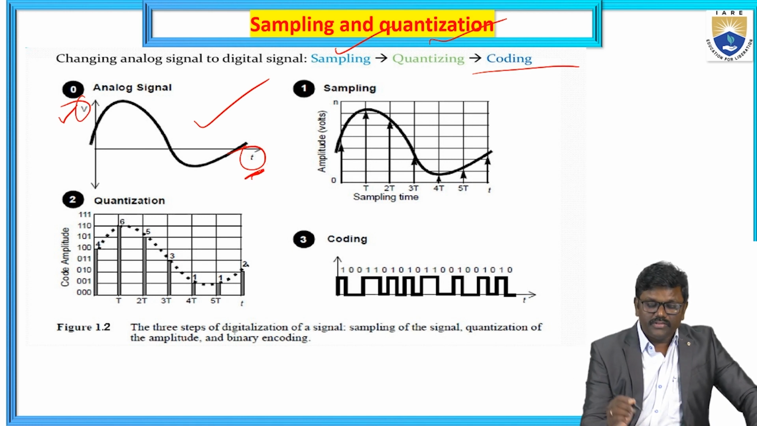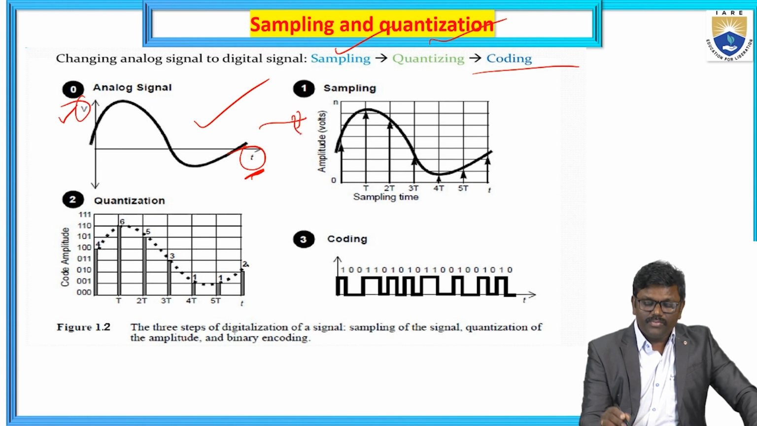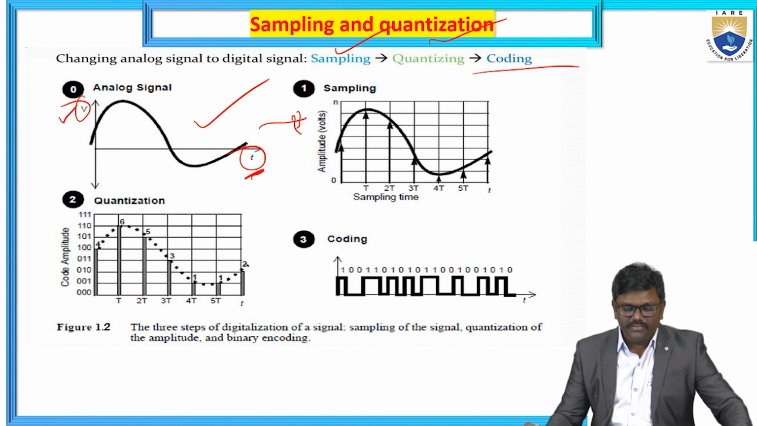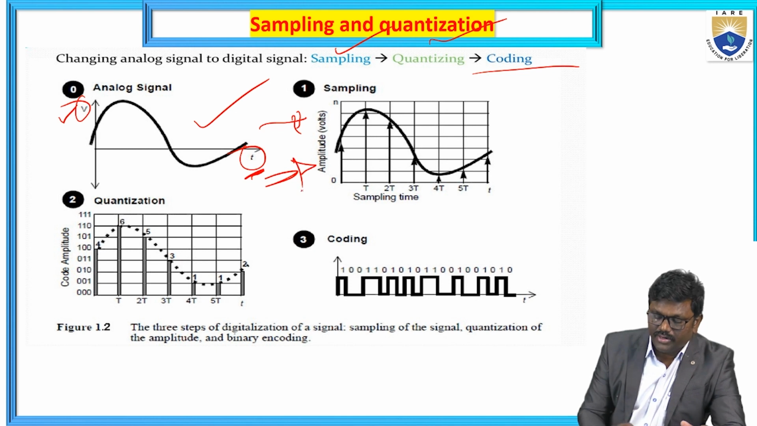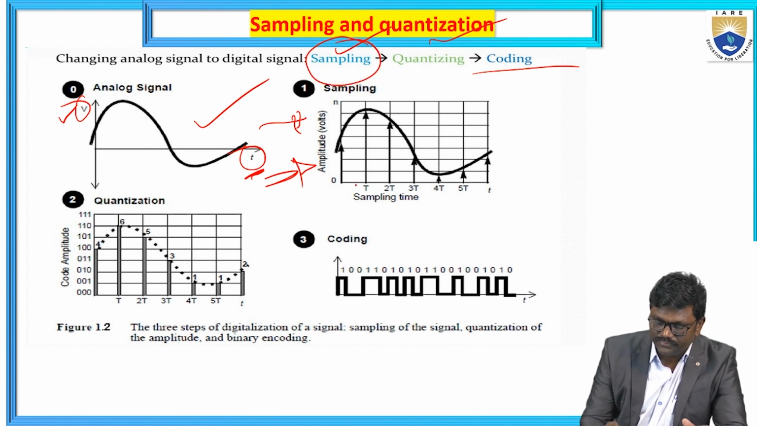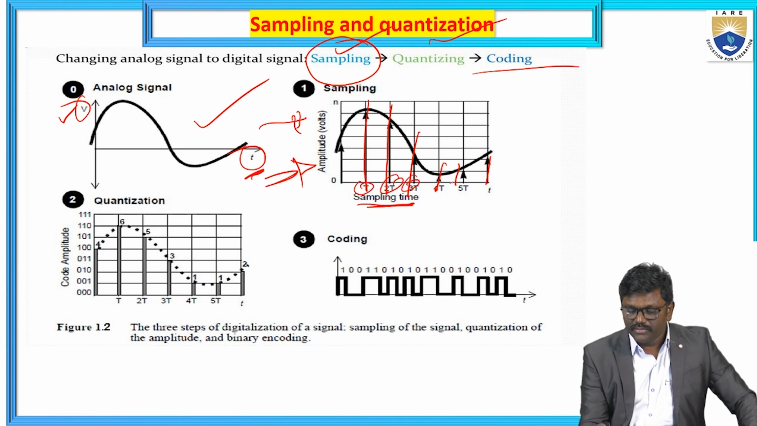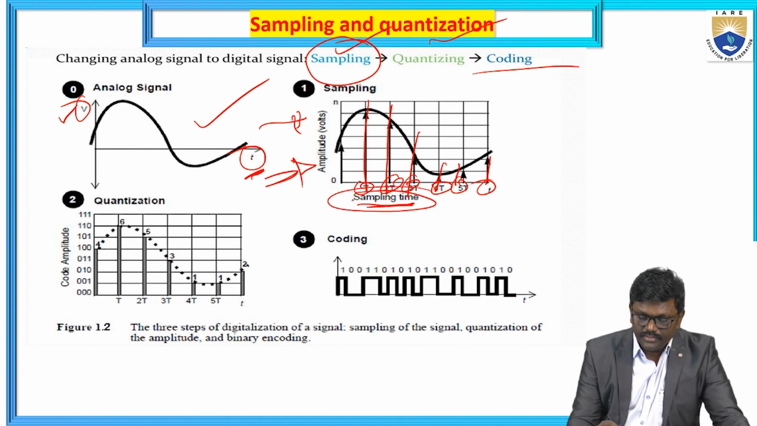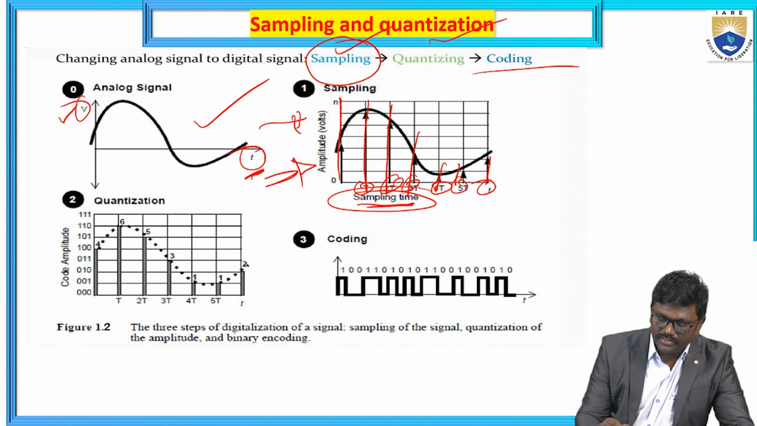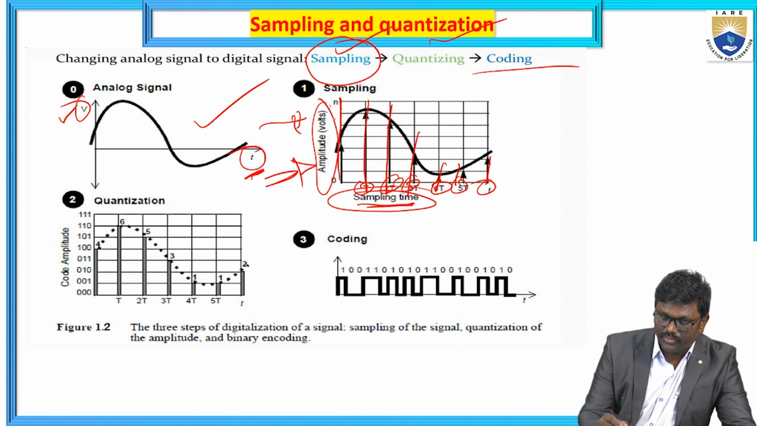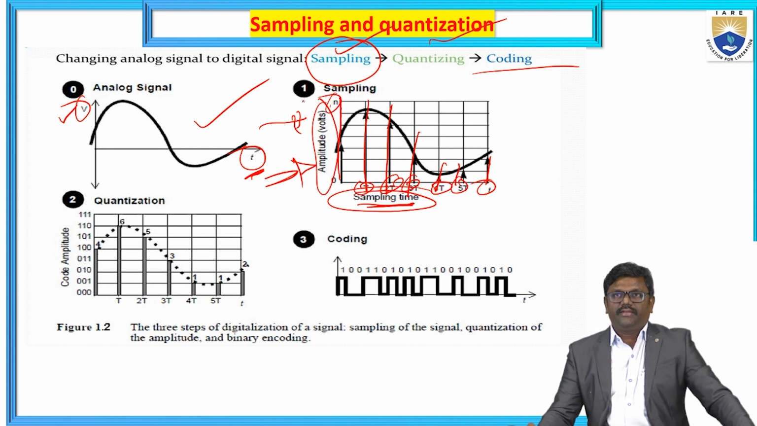Now you are going to change this analog signal into digital. How does it happen? First you have to take the samples. First you have to fix the sampling instances. Depending on the signal, we fix the sampling instances. These are all the sampling instances, the sampling times. On the y-axis the amplitude value varies, and you can define this amplitude range according to your signal.